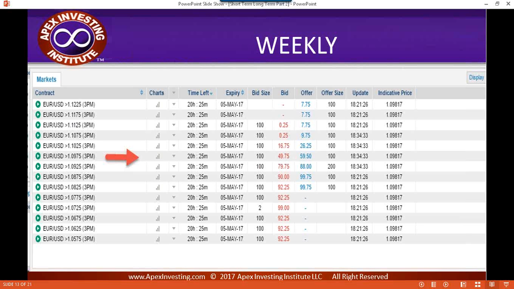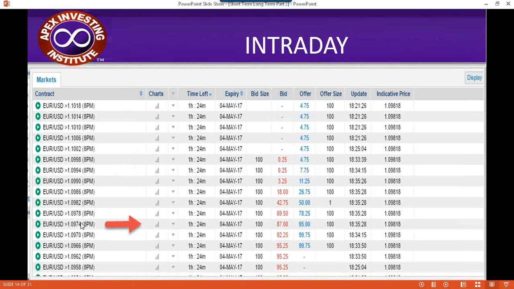At the same exact time, just 30 seconds later, I took this screenshot. Again, look at the strike, 0975. Well, here's a strike for 0974, almost the same exact strike. Look at this. Buy for $95, sell for $87. That's a big difference, isn't it? But look, what is the time frame to expiration? 1 hour and 24 minutes.